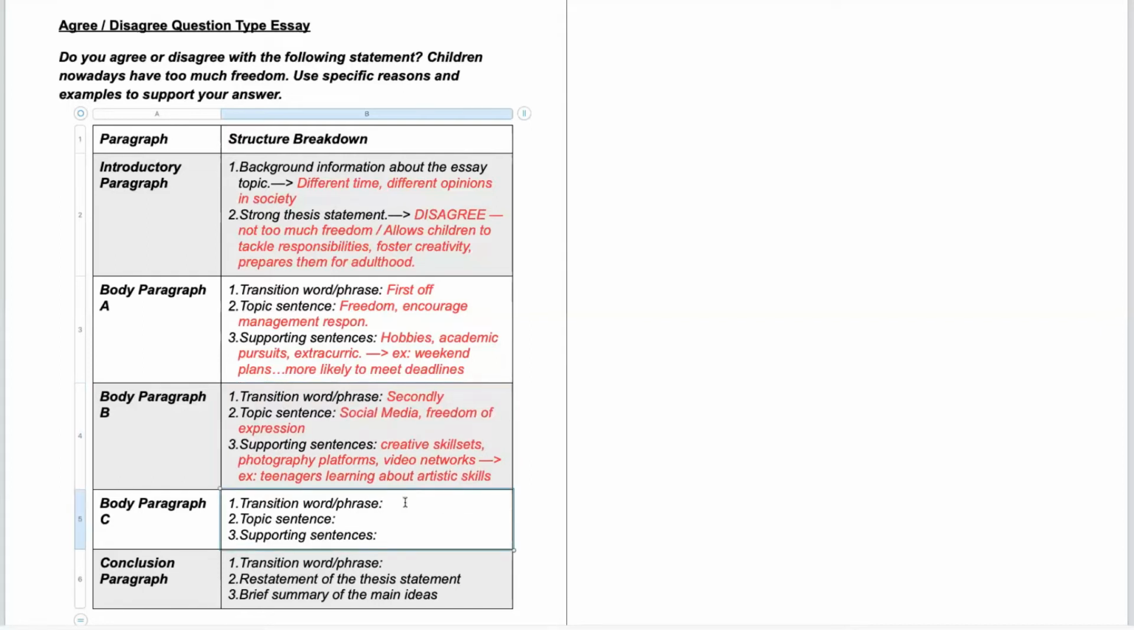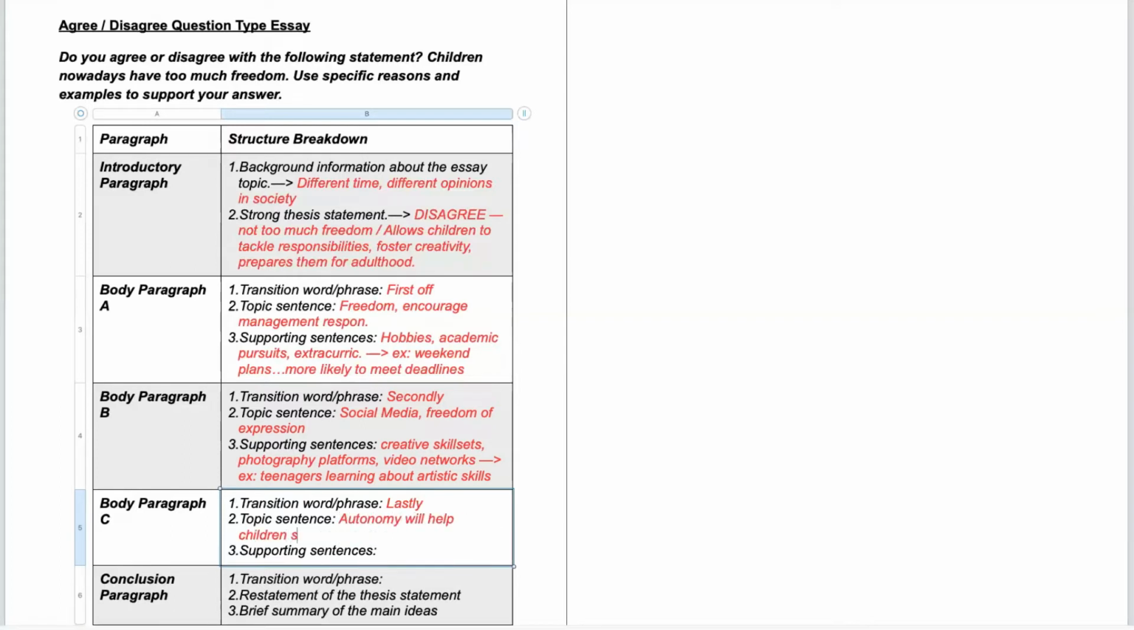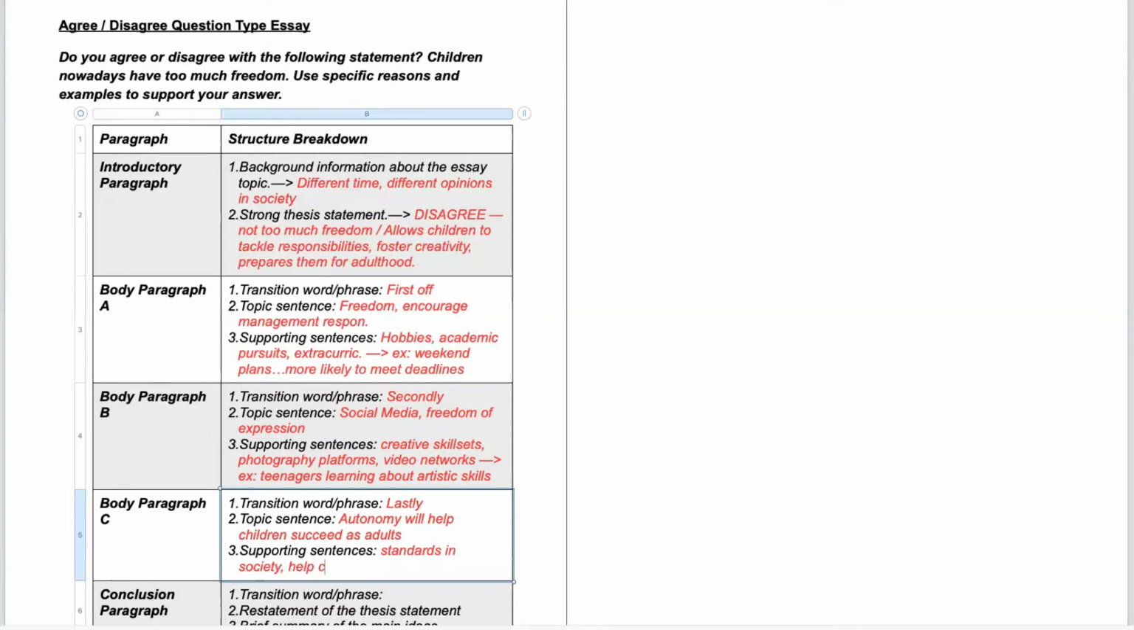Lastly, I've got my body paragraph C. And so lastly, of course, is going to be a great transition word. So there we have it, so I don't forget. And then I'm going to talk about autonomy, because remember, we're talking about preparing children for adulthood. So I'm basically going to say that autonomy will help children succeed as adults. And for my supporting sentences, my examples, and my explanations, I'm going to talk about the standards in society that help children experiment with freedom.